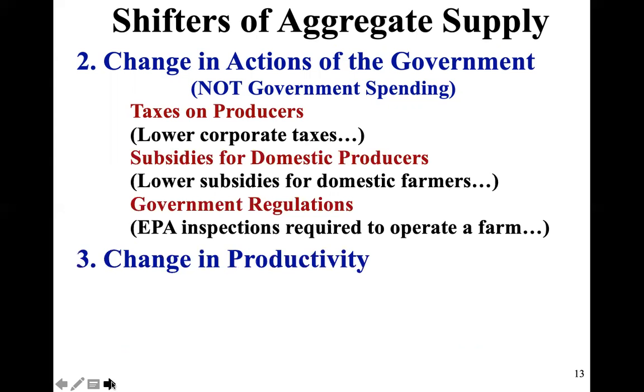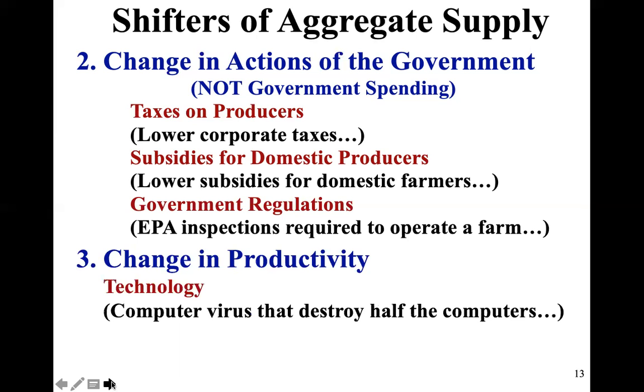Okay. And then the third category is going to be a change in productivity. So RAP, P stands for productivity. So if there are major technological breakthroughs across the whole society, that's going to change productivity. And on the other hand, you can get a negative supply shock as a result of that as well. So if a computer virus destroys half of all the computers in the United States, that's going to decrease aggregate supply because you'd get a huge negative productivity shock.